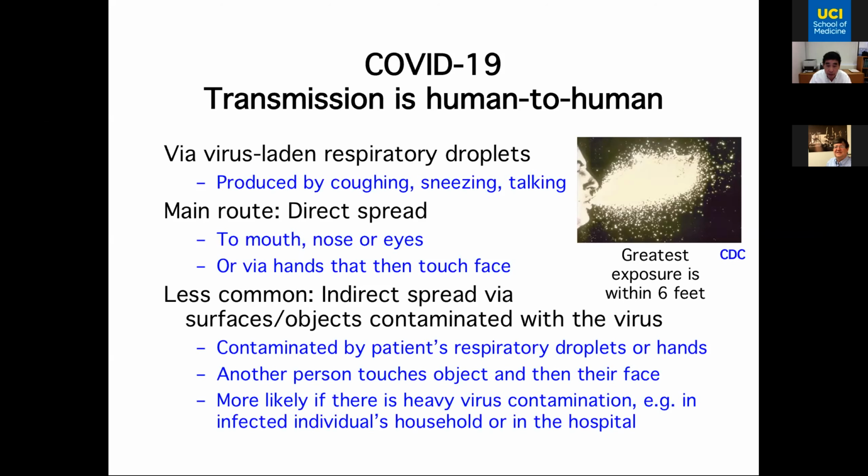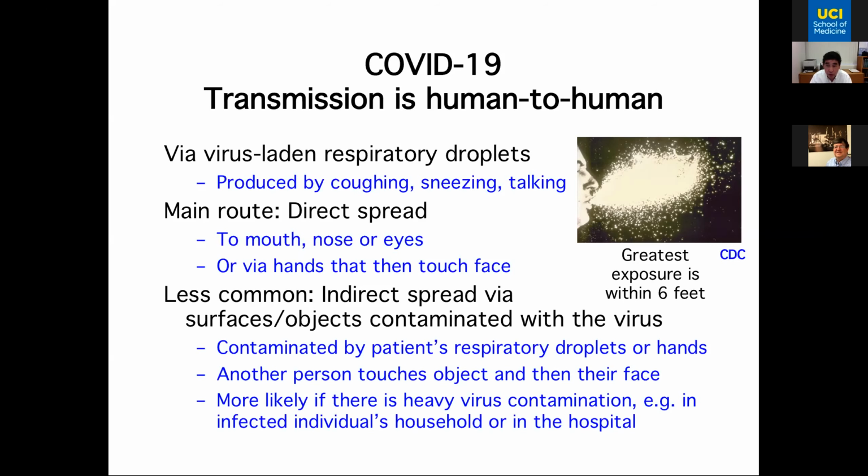Now, less commonly would be spread through surfaces or objects which are contaminated with the virus. So in this case, the surfaces are contaminated by the infected individual, by their respiratory droplets or hands. And then a second individual touches those surfaces and then touches their face. There's been a lot of concern about this. This is why you see people being concerned about getting close to somebody or touching anything that's been touched by another person.